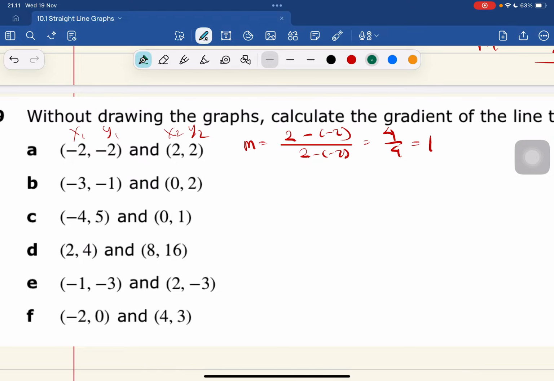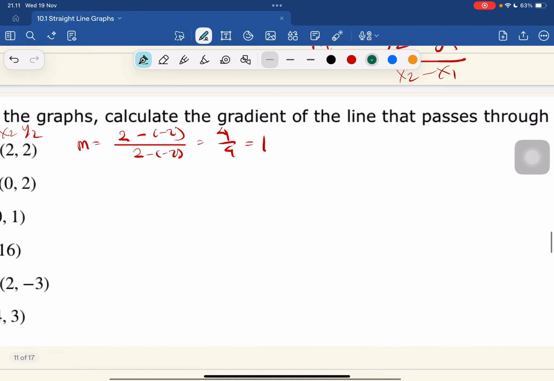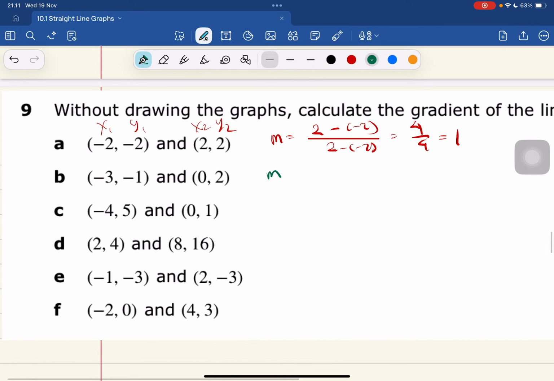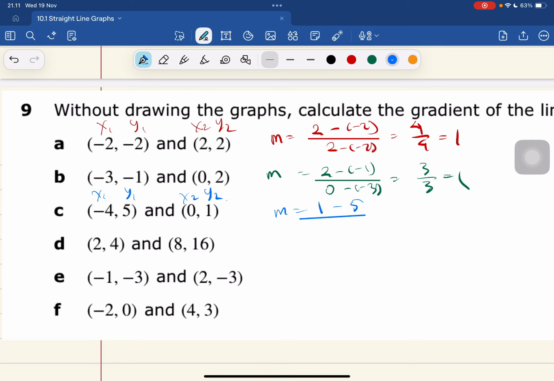Next, for B, the gradient. So we got 2 minus minus 1 divided by 0 minus minus 3. So this is 3 over 3 equal to 1. Next, for C. Okay, this is x1, y1, x2, y2. So the gradient is 1 minus 5, we divide by 0 minus minus 4. So minus 4 divided by 4. So the gradient equals minus 1.